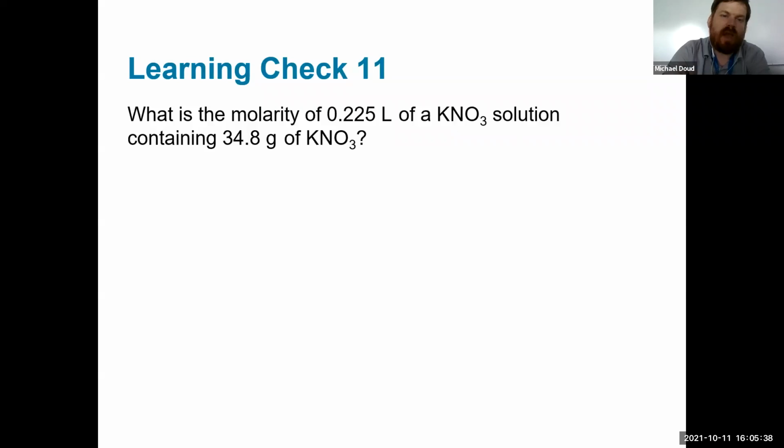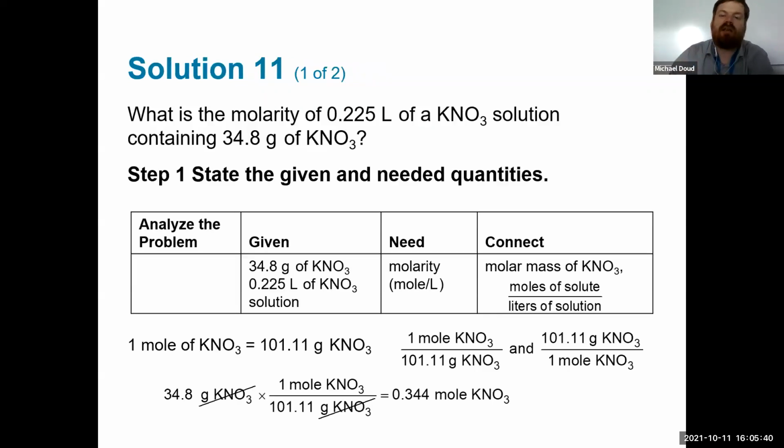Okay, and we're back. So the way that we calculated it again is we need the moles of solute and the liters of solution. This time we're given the liters of solution, 0.225 liters of solution. The moles of solute, well, we're given the mass of the solute, that's 34.8 grams of potassium nitrate. So we can convert 34.8 grams of potassium nitrate into moles of potassium nitrate using its molar mass, 101.11 grams. That gives us 0.344 moles of potassium nitrate.